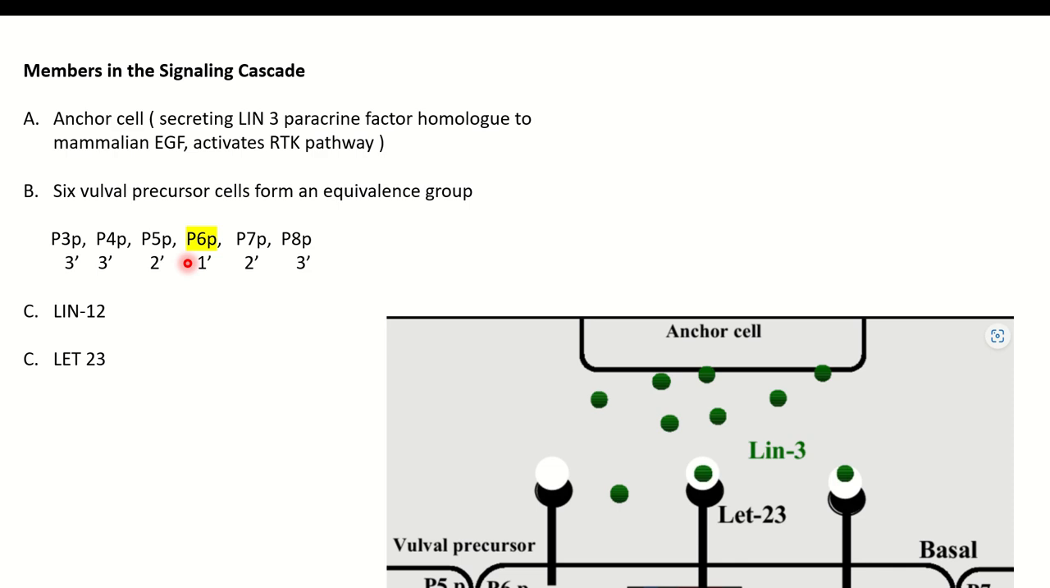It is a receptor, and most of it is expressed in the cell P6P, and it inhibits P5P and P7P for lateral inhibition. So they will not take the primary fate. So Lin12 participates in the signaling and helps in lateral inhibition.